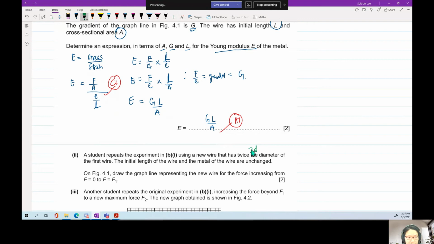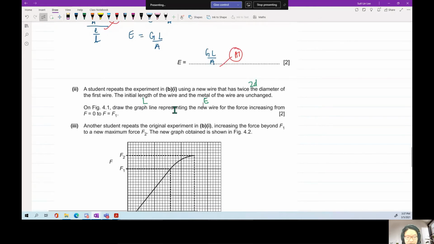Twice the diameter of the first wire. The initial length is still L, remains unchanged, and the metal remains unchanged, so E is still constant. Draw a graph line representing, on figure 4.1, which is the previous graph just now, the new wire for the force increasing from 0 to F1. Okay, so if it's too much information, draw a table, because all of this is unknown, and sometimes people are not good with unknown.